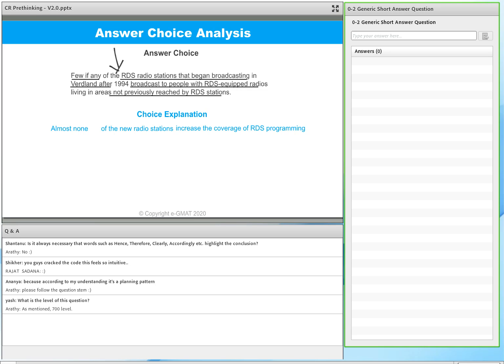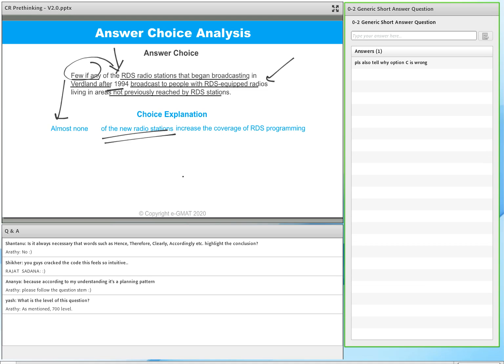Few if any means almost none. Of the RDS stations that began broadcasting after 94, what are they? Those are the new radio stations, those 250 to 600, remember? Broadcast to people who had the right kind of receiving radios, living in areas not previously reached. What does that mean? Increasing the coverage of RDS programming. So what this choice is saying is almost none of the new radio stations increase the coverage of RDS programming, okay?